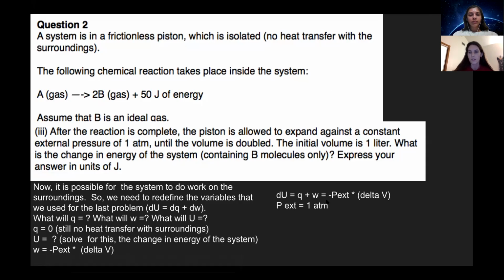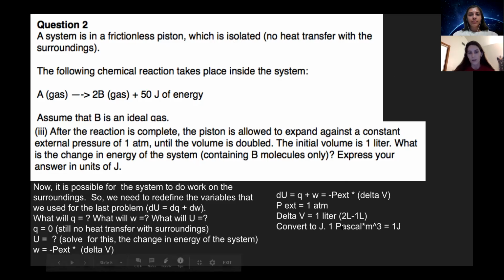So you know that the external pressure is 1 atm. Oh, and you can use this equation because it says it's at a constant external pressure. And delta V is going to be 1 liter, because the initial volume is 1 liter and then the volume was doubled. So 2 liters minus 1 is 1, the change in volume. Then an important note: you're going to want to convert to joules because it asks for the answer in joules. And 1 Pascal meter cubed is equal to 1 joule.